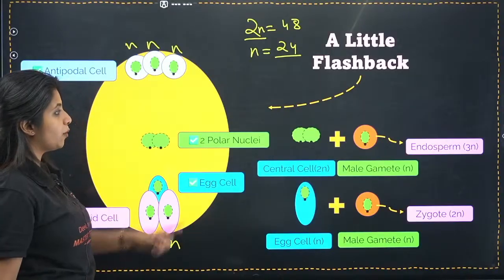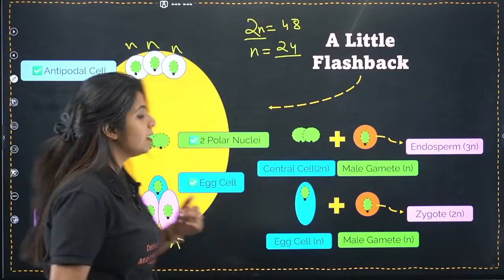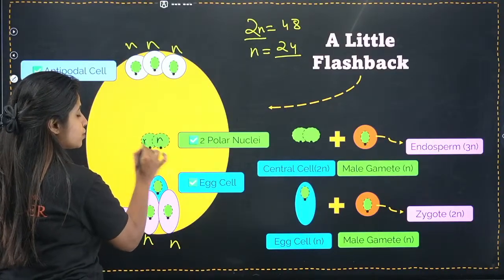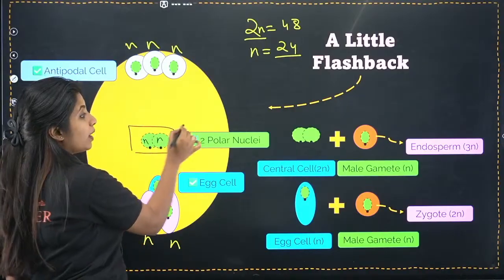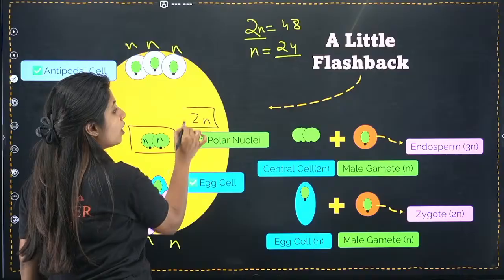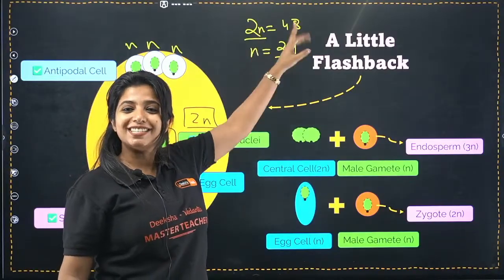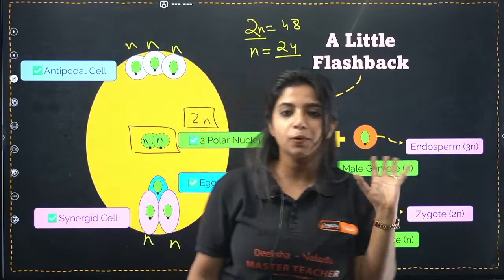All of them are haploid except the central cell. Central cell is not haploid. Can you guess why? Because over here the nucleus has half the number of chromosomes. Here also the nucleus has half the number of chromosomes, but they have 2 nuclei, right? So n plus n, they already become what? 2n. So the central cell is diploid in nature, just like a normal cell of the plant. It is the only one which is diploid in nature.